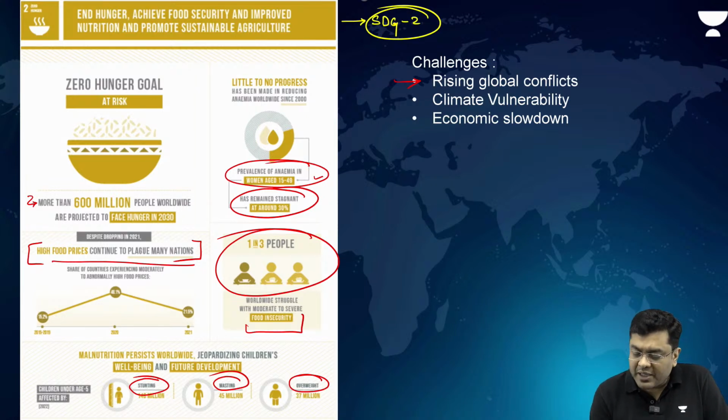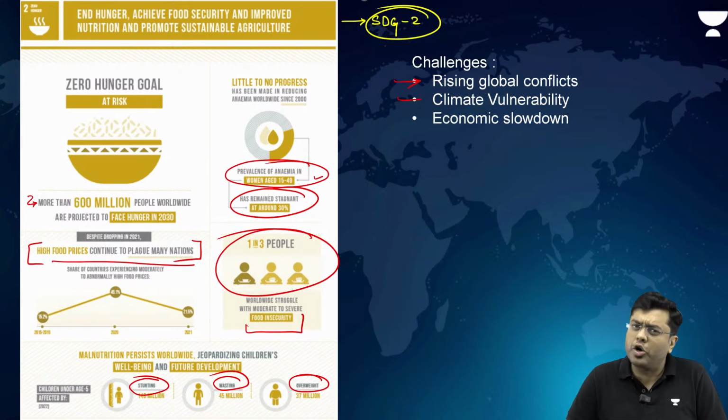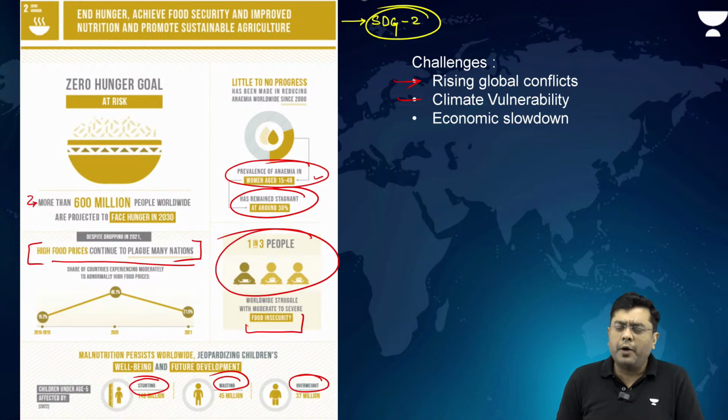Then climate vulnerability is on the rise, due to which there are crop failures, heat waves, drought-like conditions followed by flash floods, which lead to billions of dollars worth of crops and food grains getting wasted every year.